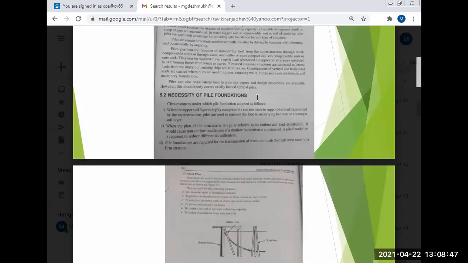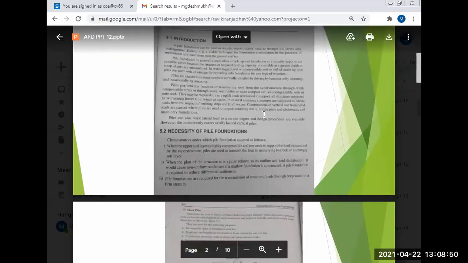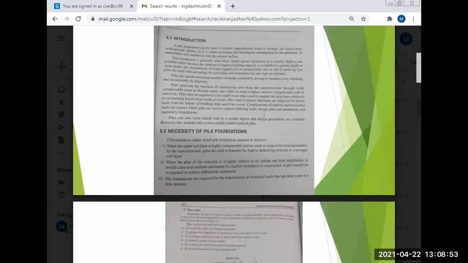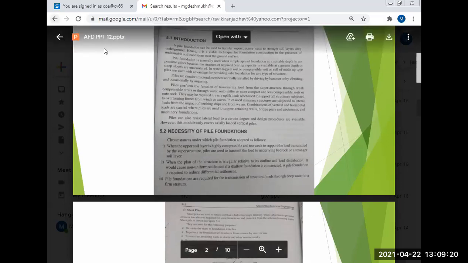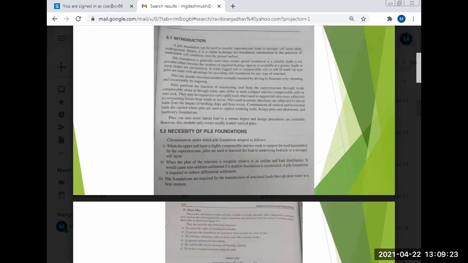Now coming to the next part, classification of piles. Classification of piles we do in three ways. First, we do classification of piles by function. What is the type of pile? What function is it doing? Based on that, we classify the piles.